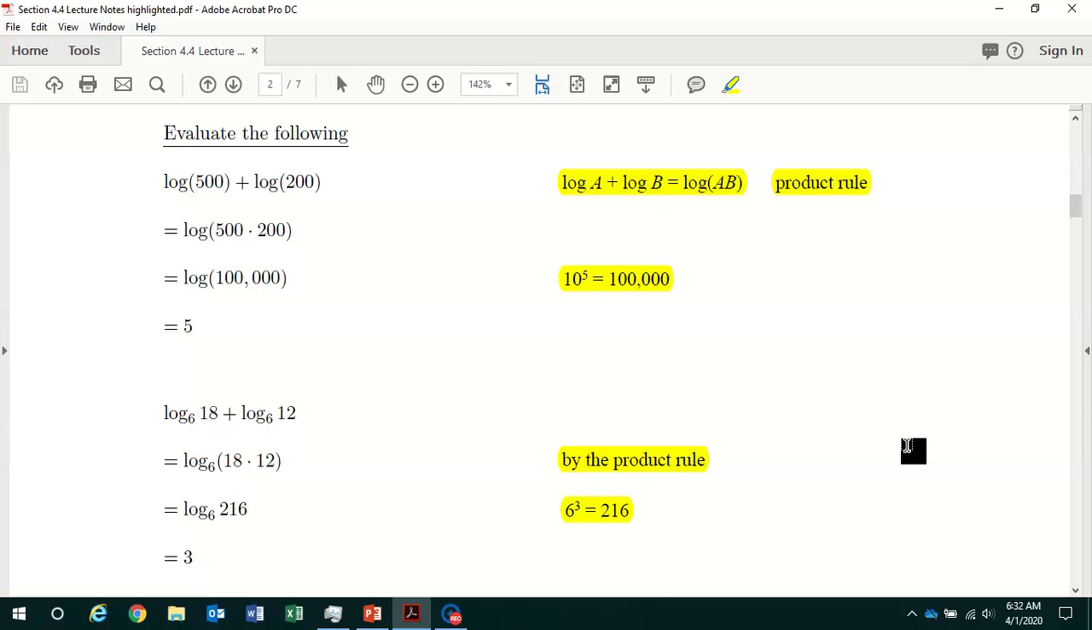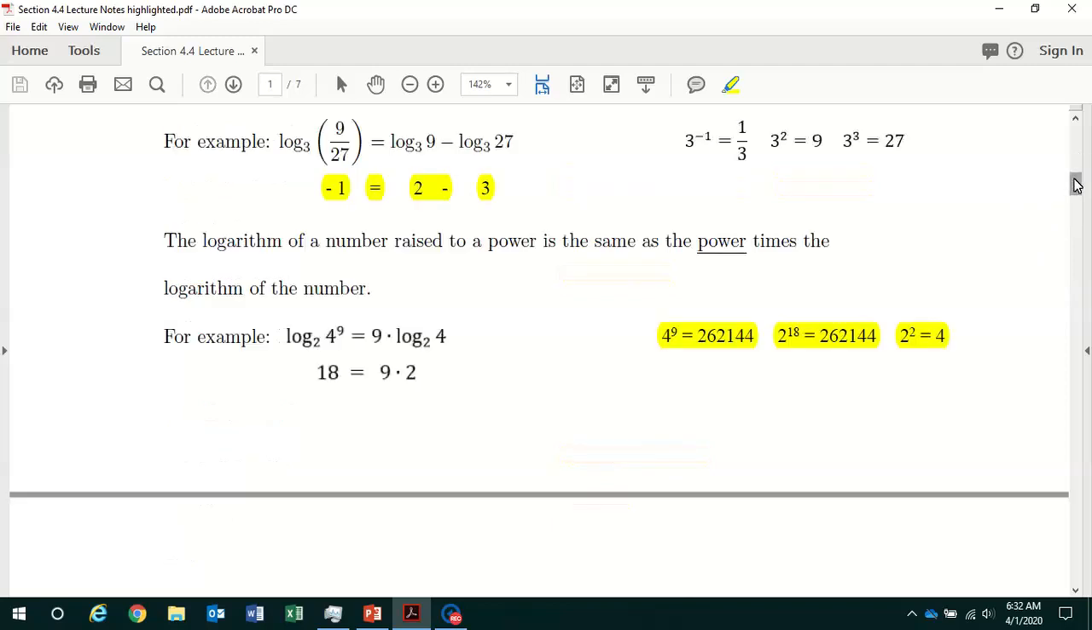All right, class, in this video, we are covering section 4.4 in your textbook, the laws of logarithms. And so we're starting at the top of page 2 of your lecture handout. So here we're going to evaluate some logarithmic expressions with real numbers using the laws of logarithms. And we're going to be using those laws in reverse order.